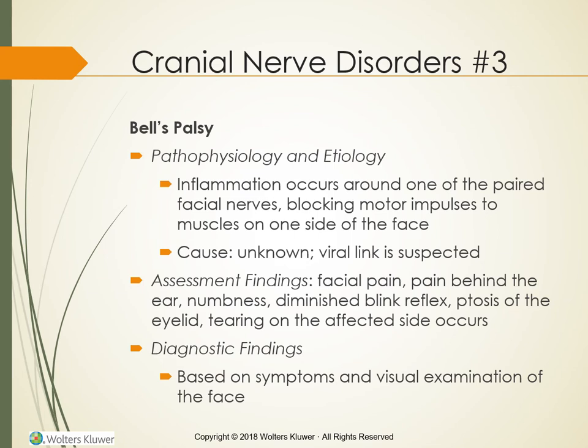Bell's palsy. Bell's palsy involves the seventh cranial nerve, CN VII, Roman numerals, that originates in the pons. At the location where the nerve exits the cranium, the nerve branches bilaterally into smaller fibers that supply the muscles for facial movement. The cause of Bell's palsy is unknown, but a viral link is suspected.